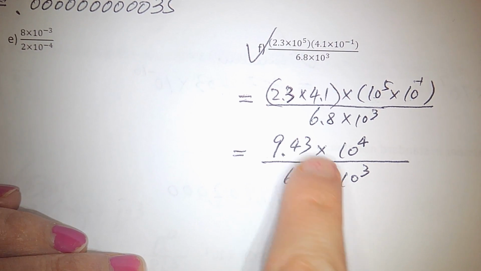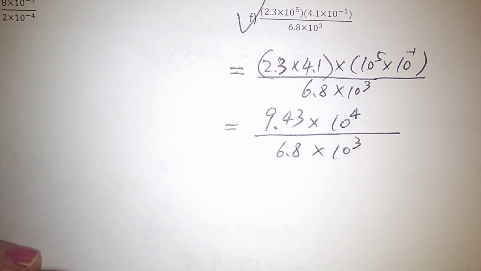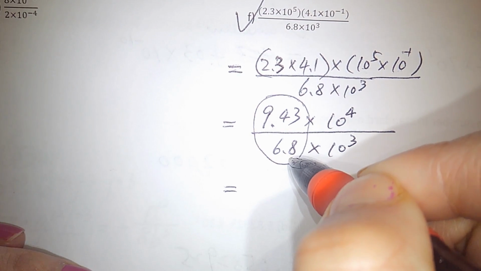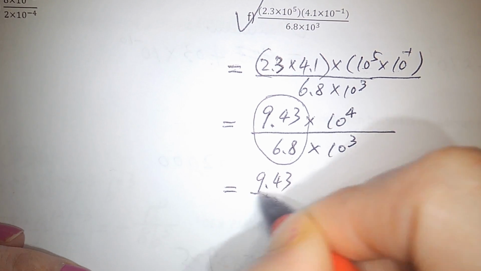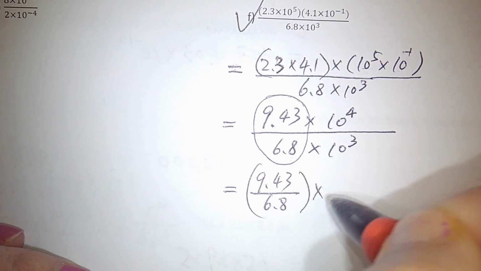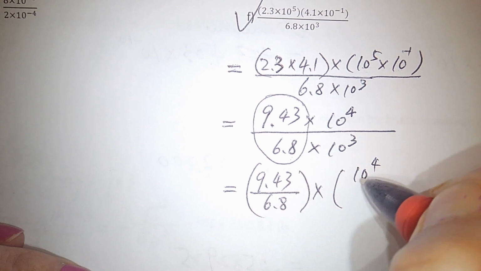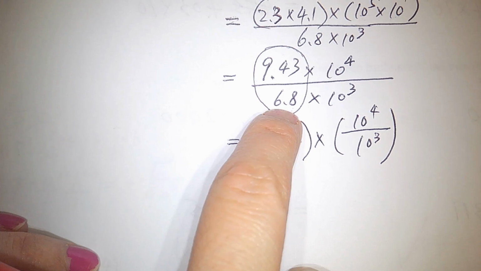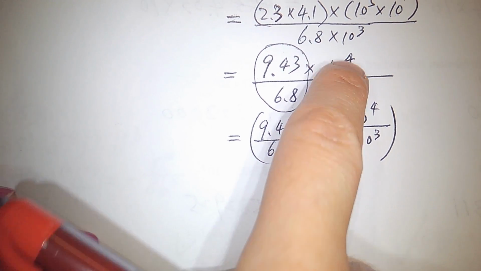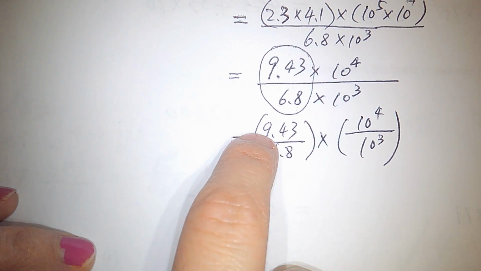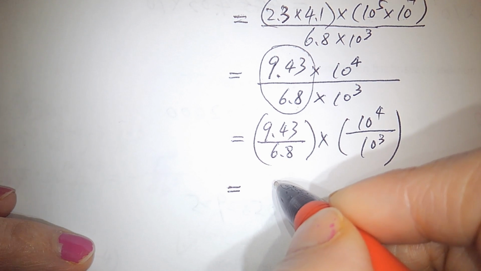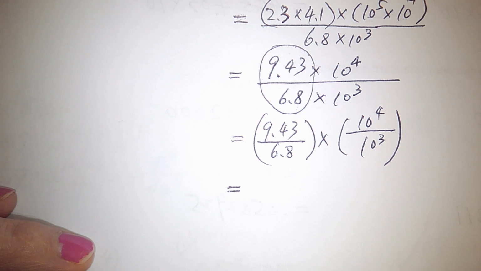Okay, how do we do this division with two scientific notation numbers? Number divided by number. Okay, 9.43 divided by 6.8 times what? Power divided by power. Okay, for division, number divided by number times power divided by power. So 9.43 divided by 6.8. What are we rounding to? Don't round, just keep the answer. It's a long number.